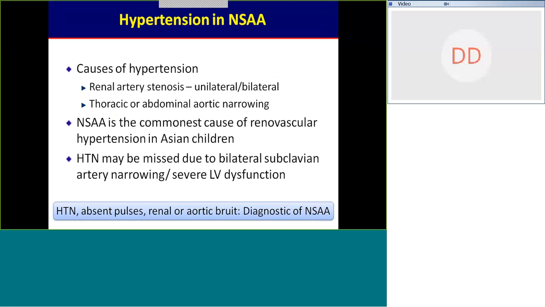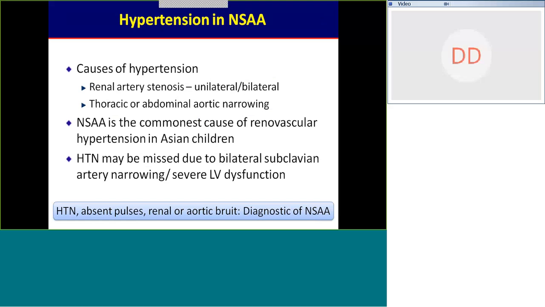And sometimes when there is renal artery involvement, you may not have other involvement, therefore you are likely to miss it clinically because other pulses are present. So you have to keep a very high index of suspicion for renal artery stenosis in any child presenting with hypertension. But hypertension may actually be missed simply because of subclavian artery narrowing.